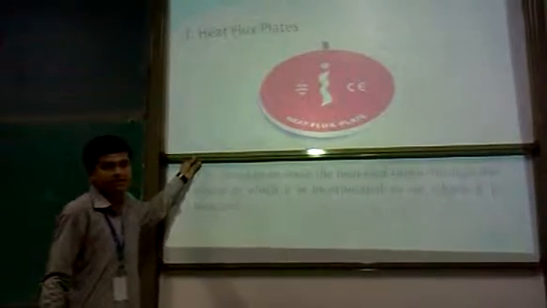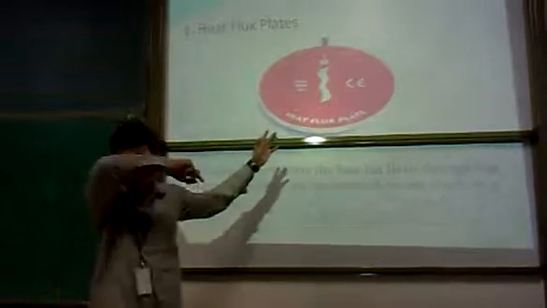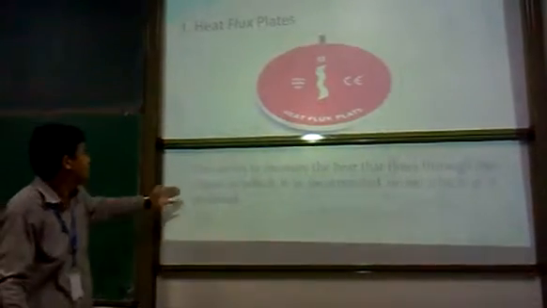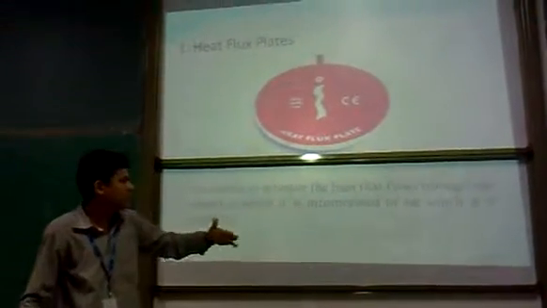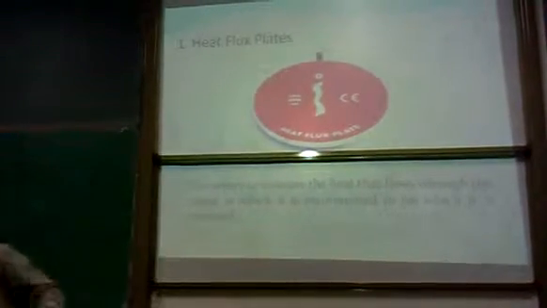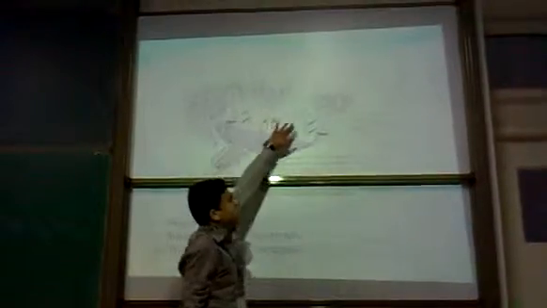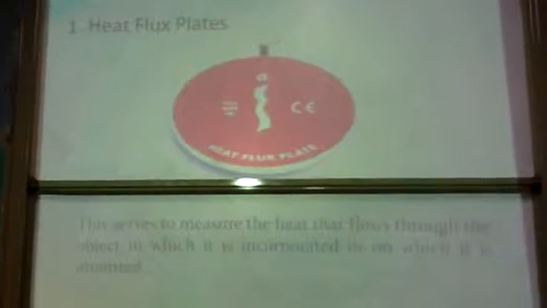First is the heat flux plate. The heat flux plate is the most commonly used plate in heat flux measurement. This serves to measure the heat that flows through the object in which it is incorporated or on which it is mounted. As in the earlier example, these two plates are kept; these two plates are nothing but heat flux plates. The range for the heat flux plate is 10 kilowatt.